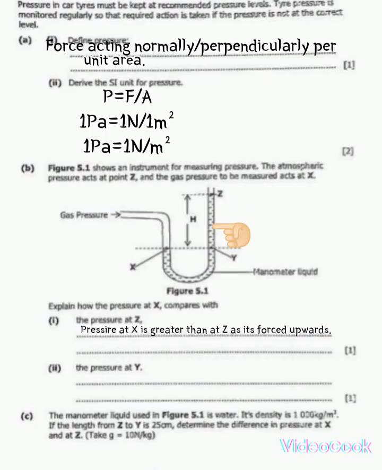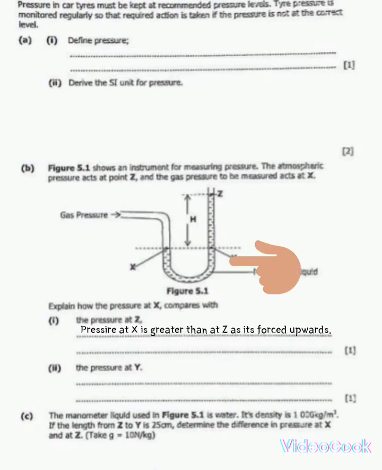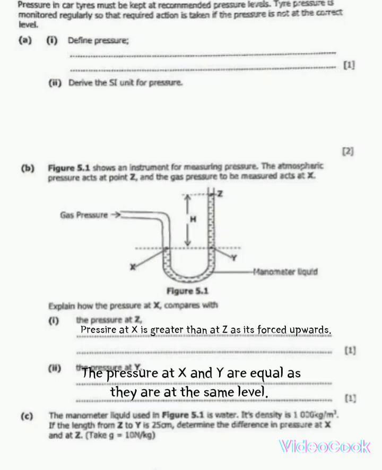So now let's continue. The question further states that explain how the pressure at X compares with, and then for Roman 2, the pressure at Y. So the pressure at Y and the pressure at X are equal because whenever you have liquids, the pressure at the same level is always equal. So yeah, that's that.